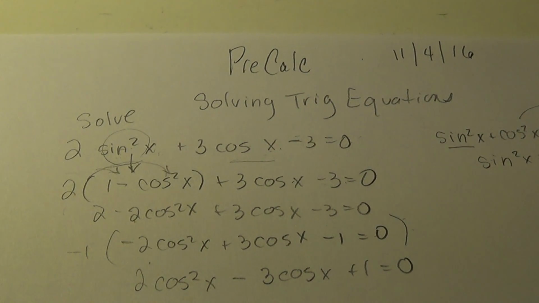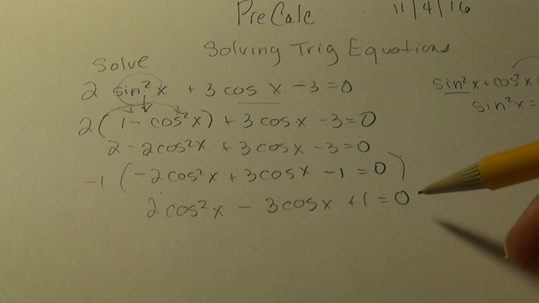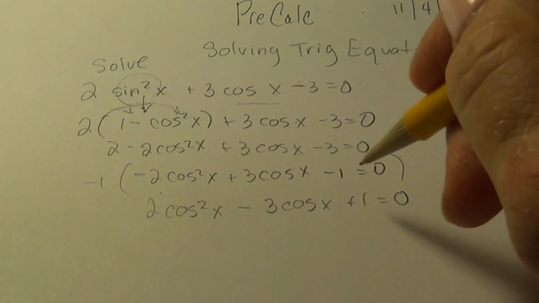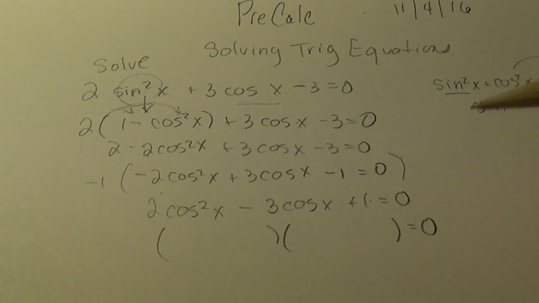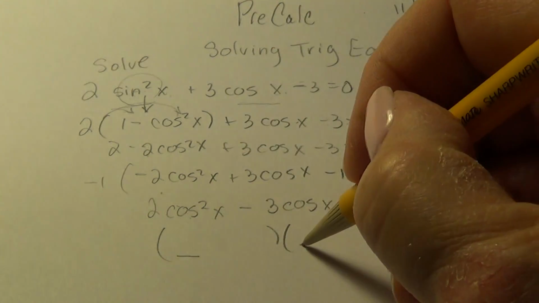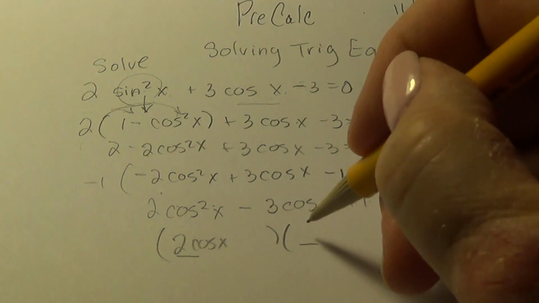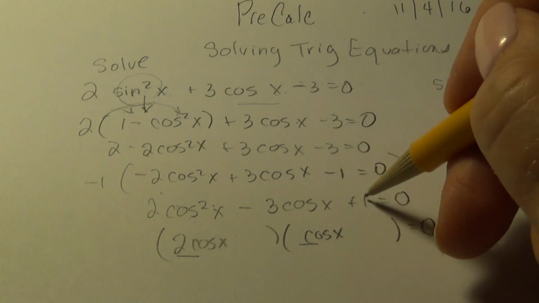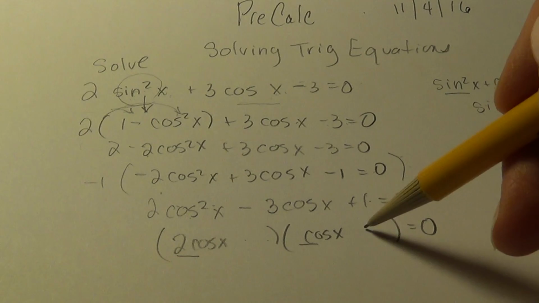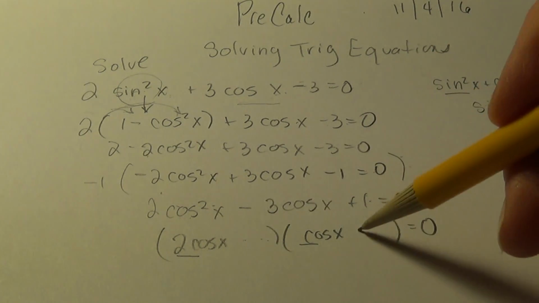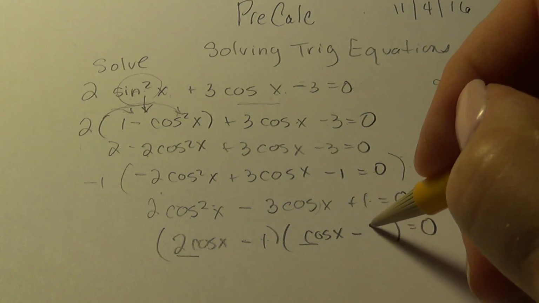Alright, so now I'm in familiar territory. We learned how to do these the other day, and this is a trinomial that we need to factor, thinking about FOIL in reverse. So what first times first has to give you this value, so it must be 2 cosine x and cosine x. Last times last has to give me plus 1. So it's either going to be plus 1 times plus 1 or minus 1 times minus 1. Because we have to get a negative middle term, let's go with the minus.